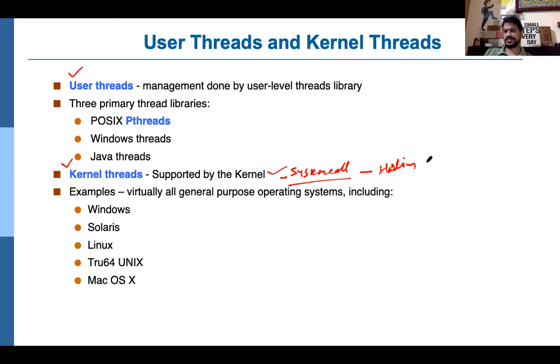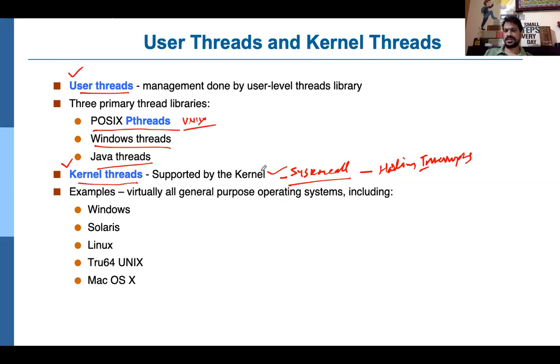Handling interrupts, right? So at that time, it will be a kernel thread, and a user thread is created by the user program or the process which is run by the user. So we have different libraries, like POSIX pthread in the Unix operating system, which we will generally see. Windows threads are there, Java threads are there, different types of threads are there. We'll see all those things later on.